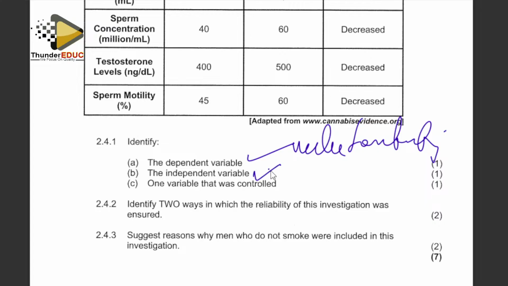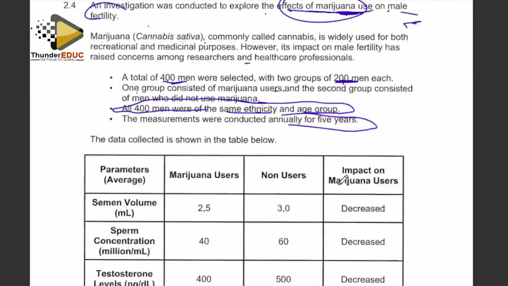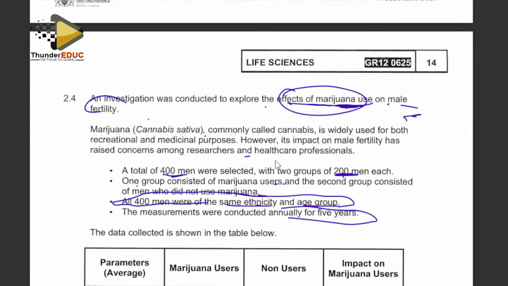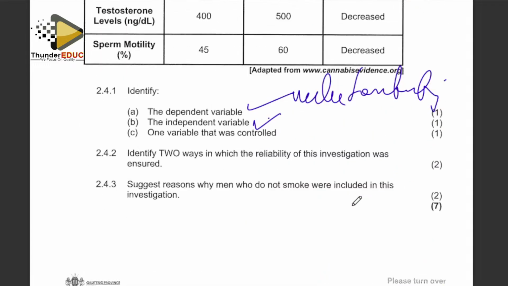And then one variable that was controlled. What did you control here? Basically you see that you controlled the number of males who were used. You controlled that, you made them 200. You can also see that 400 males were used, and the ethnicity also was controlled. Even the age group was also controlled, so that you are able to bring about that reliability. So I think that one is done.